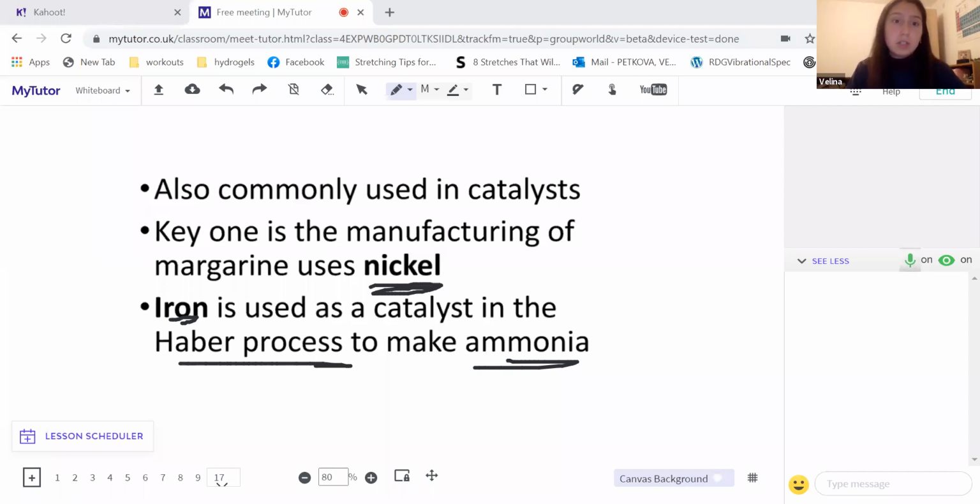Yeah, so this slide is about transition elements, because transition elements can form catalysts. So they're what's used to form these catalysts.